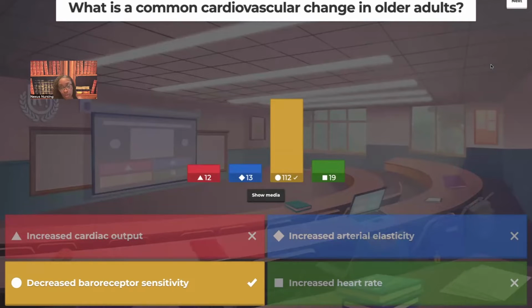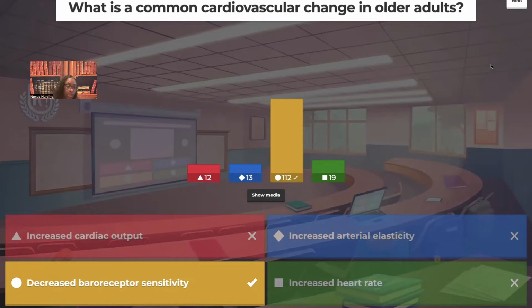Now, guys, even if you didn't know what the answer was, this is a multiple choice question. You should have noticed that three of the options all have something in common, and only one is the odd man out. Go with the odd man out. When you're looking at multiple choice options and you have no idea what the answer is, look: increase, increase, increase. Only one says decrease. If you don't know what the answer is, choose the one that's different. I'm not saying it always works because it doesn't, but if you have no clue, take your chances. And this is the correct answer: decreased baroreceptor sensitivity.